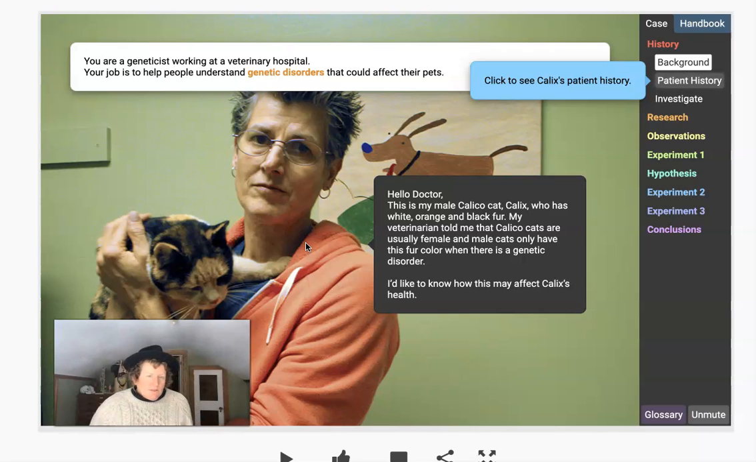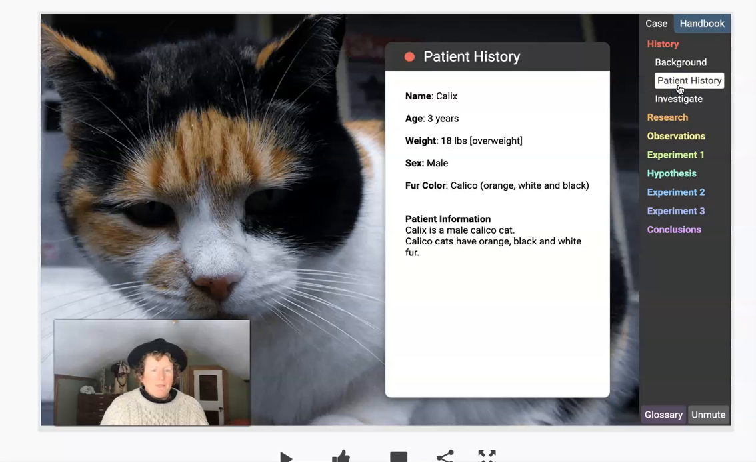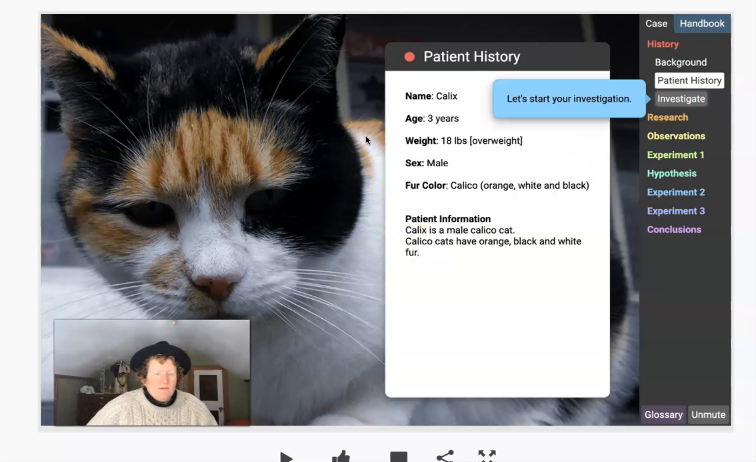That seems like a legitimate concern. She's concerned that Calyx has a genetic disorder that affects his coloring, but may also affect other health issues. So, history: Calyx, he's 3 years old, he's 18 pounds, so he's a little bit overweight. He's a male. His fur color is orange, white, and black, which is only supposed to occur in females.